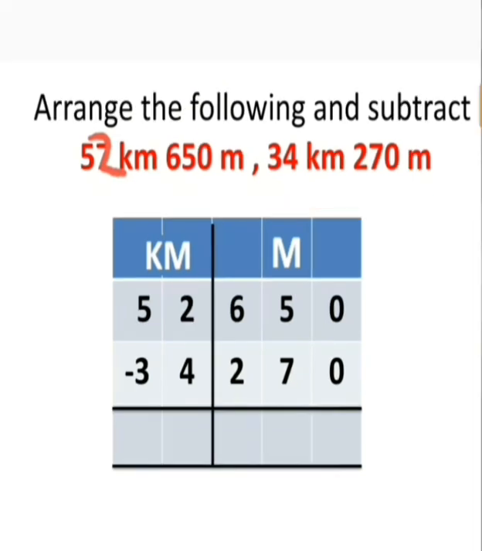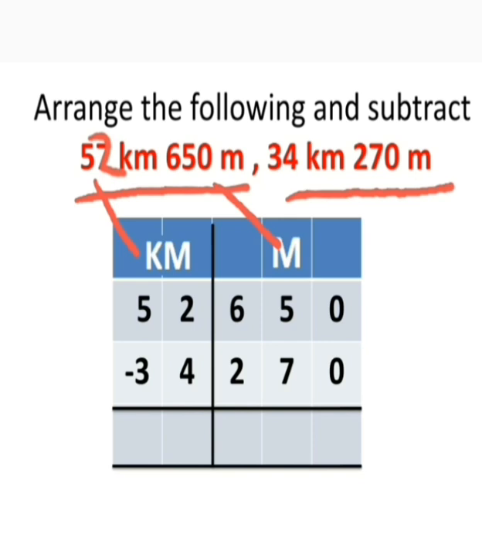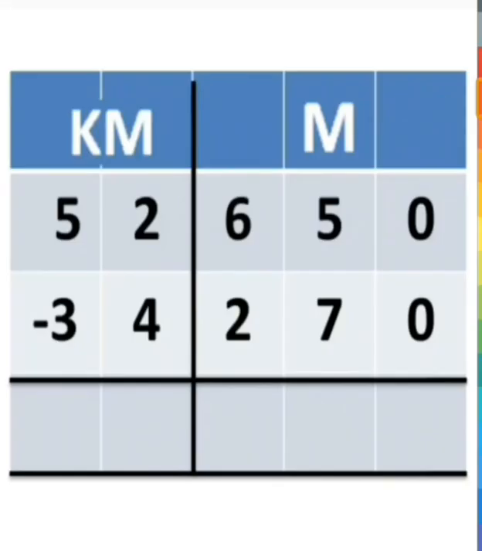So children, first we will arrange this number. So 52 will come in the kilometers column and 650 will come in the meters column. Now children, after arranging this number, we will arrange 34 kilometer 270 meter. In the same way children, 34 will come in the kilometers column and 270 will come in the meters column children. Now, as the numbers are arranged in their proper columns, let us subtract them.